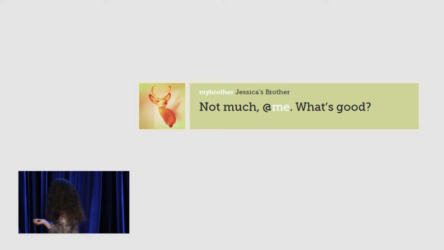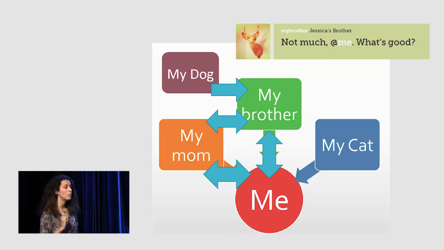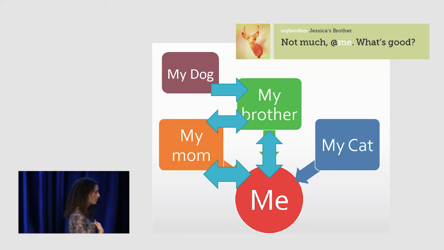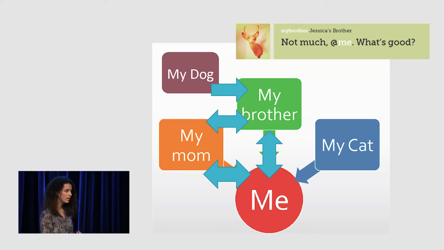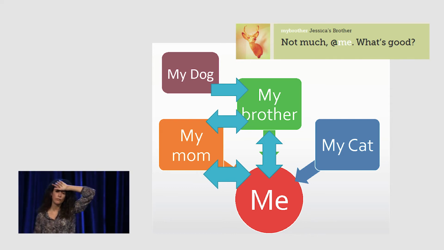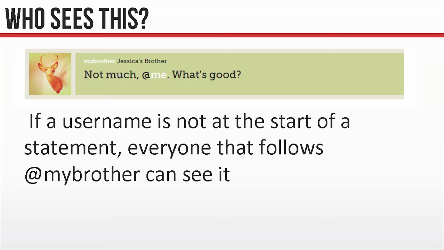Now, my brother replies, not much, and me, what's good? Who sees that? So now my brother is tweeting, so you have to follow my brother to see it. So it will be my mom and myself and his dog. It doesn't matter that the dog doesn't follow me because I'm in the middle of the tweet. If the @ is not at the front, it doesn't matter. The dog will also see it because anybody who follows my brother will see it. So anyone who follows him will see it as long as it's not at the front.